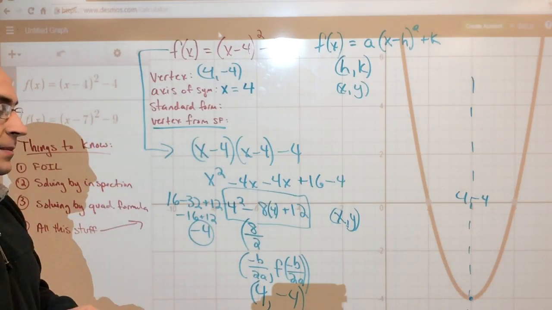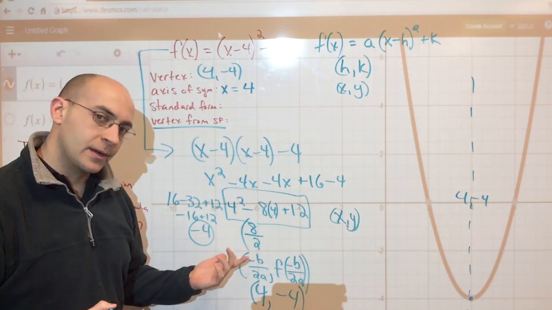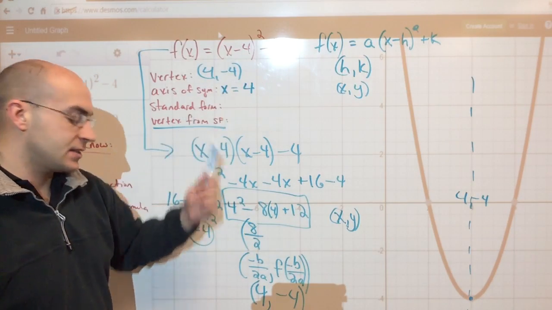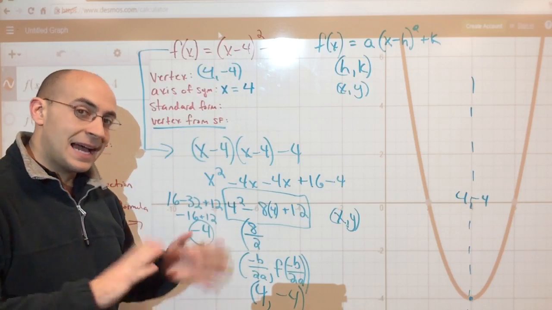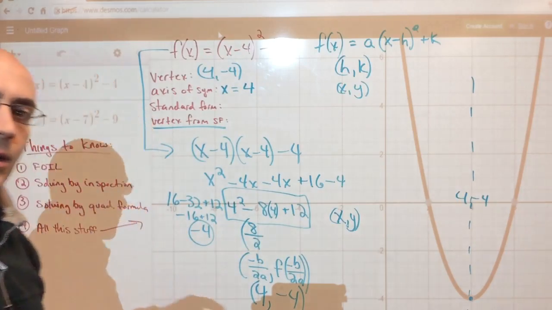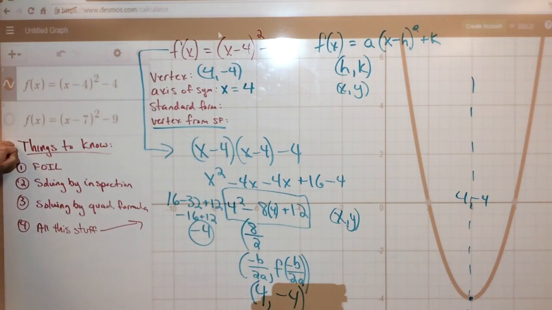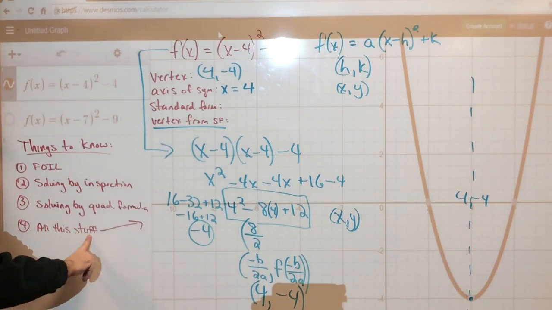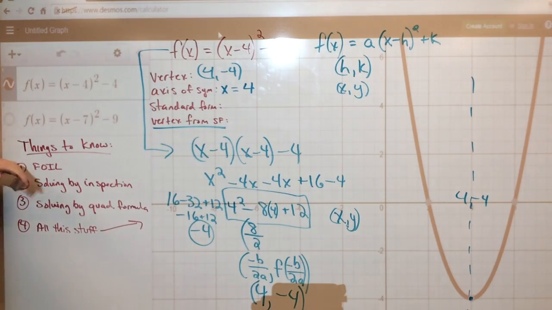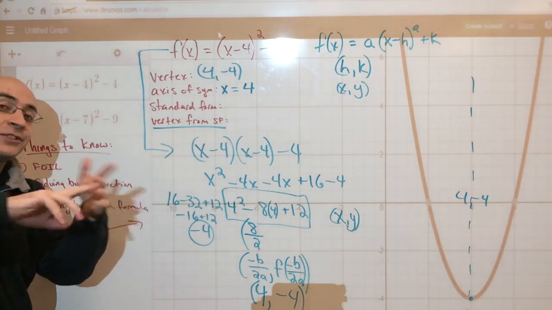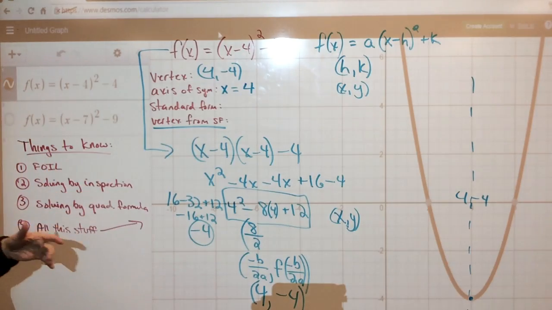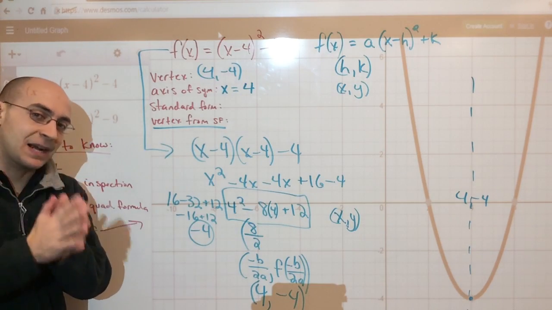All right. In some instances, this might be a little bit smoother to work with because if you have positives and negatives here, you might get confused. That's the stuff that we just talked about. Now, hopefully you can see over here. Things to know for the test other than this stuff: you need to know how to FOIL, which obviously you would have had to know how to do that. You need to know how to solve a quadratic by the inspection method.